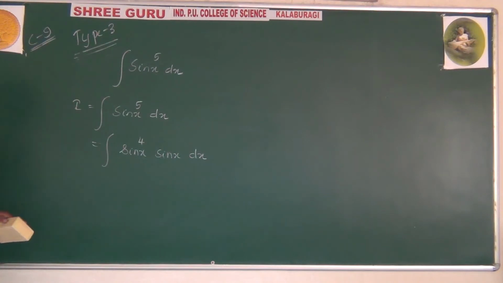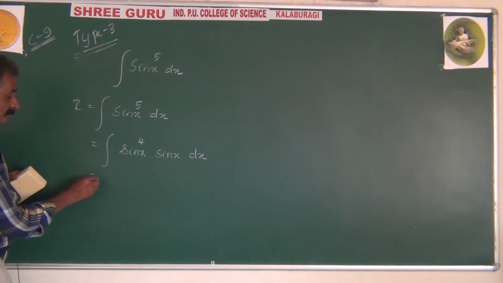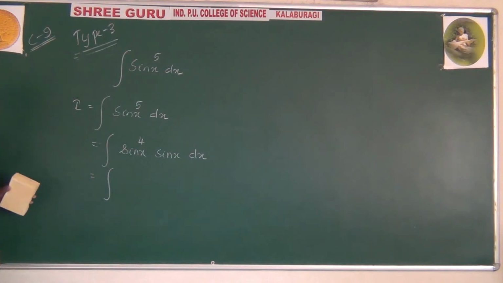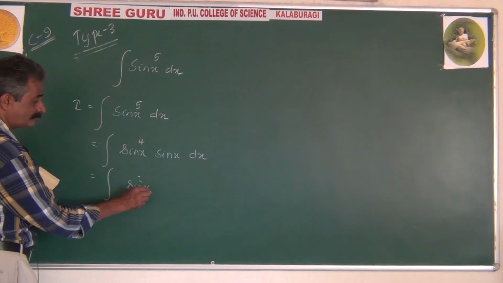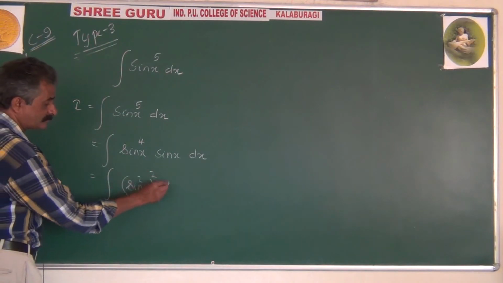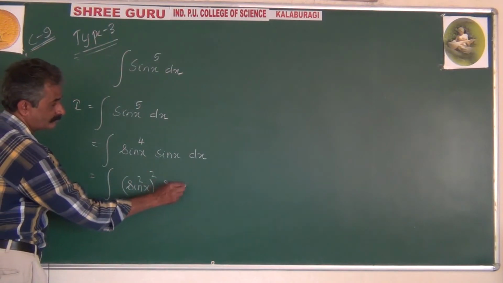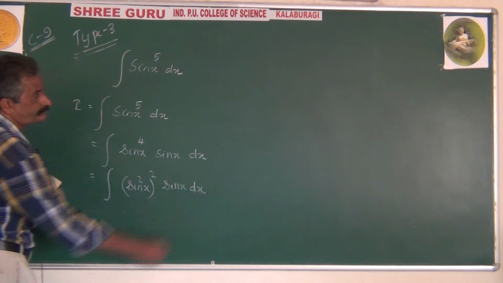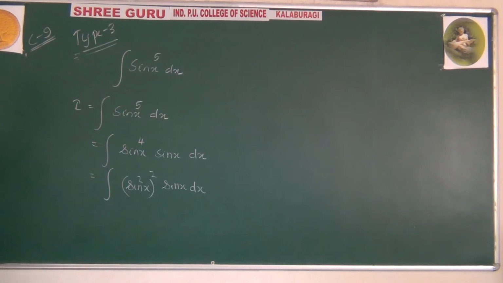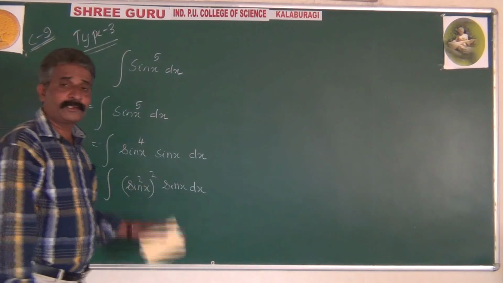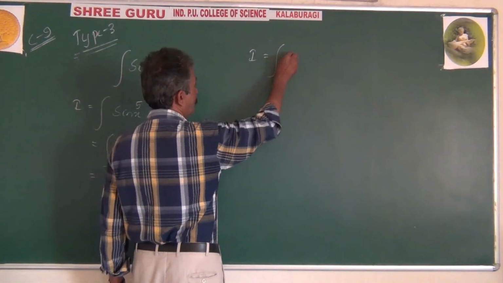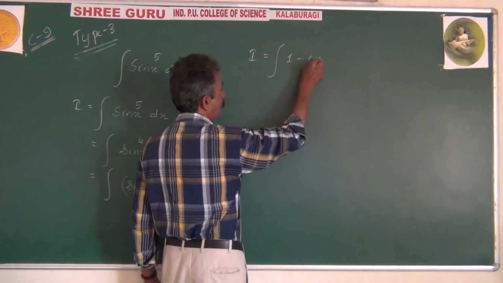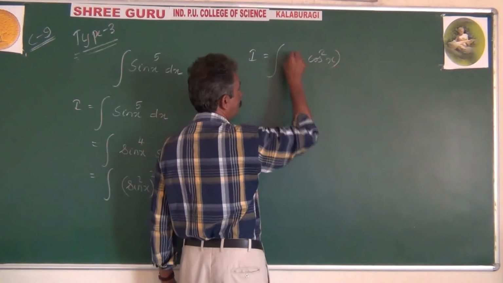We shall apply a trigonometry formula. Before that, sin x power 4 means (sin square x) whole square into sin x. Further, what is sin square x? 1 minus cos square x. So I equals the integration of (1 minus cos square x) whole square into sin x.